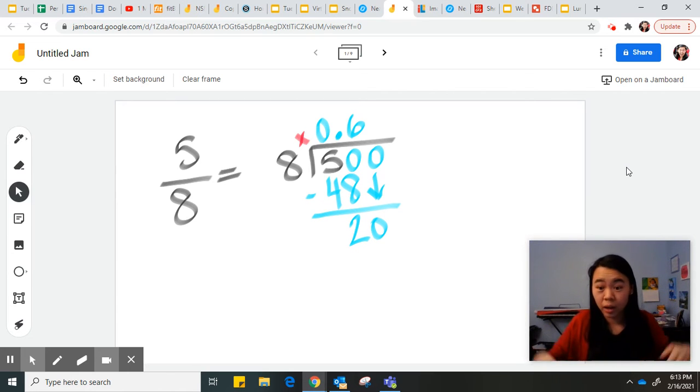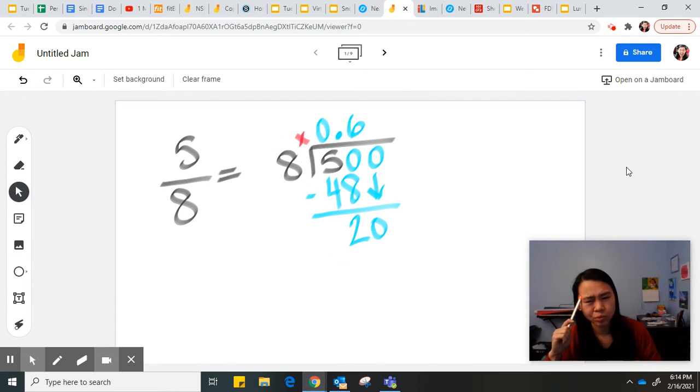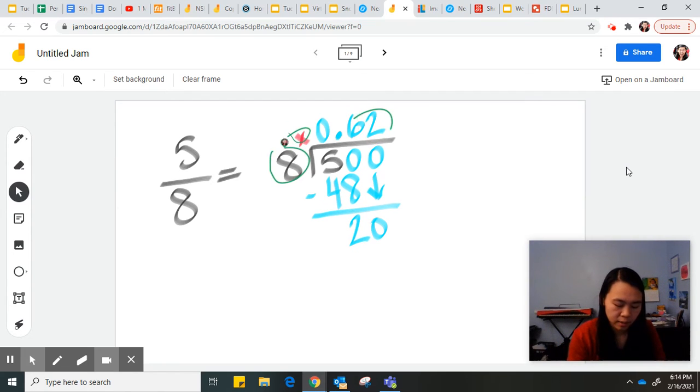What do I do now? I'm going to do it again. Divide again, multiply again, subtract, and bring down. So let's divide. How many times can 8 go into 20? 8 times 1 is 8. 8 times 2 is 16. 8 times 3 is going to be a little bit past 20. So just twice. Now we're going to multiply. 2 times 8 is 16. Now we subtract.